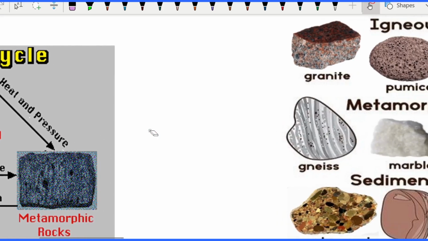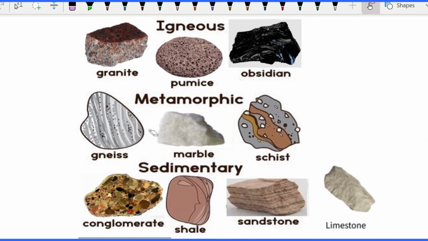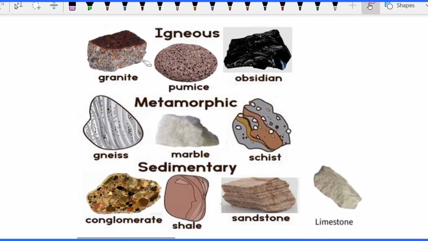Alright, and then these are examples of these 3 types of rocks. Try to remember these, as they are the most common examples. Igneous: granite, pumice, obsidian. Metamorphic: gneiss, marble, and schist. Sedimentary: conglomerate, shale, sandstone, and limestone.